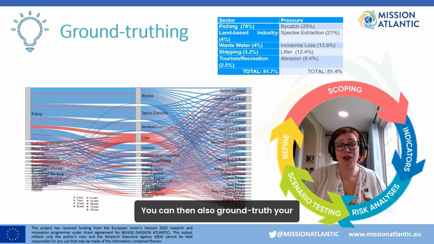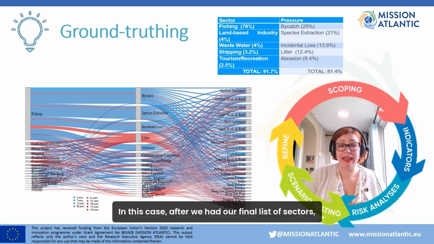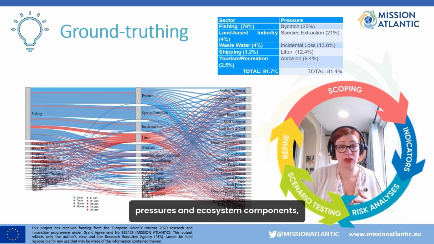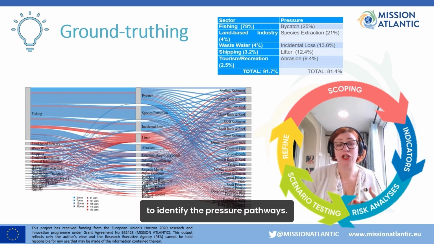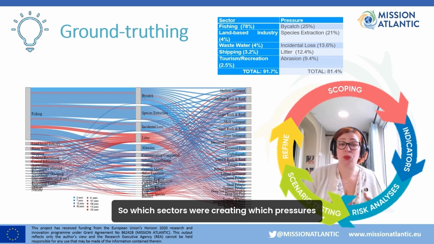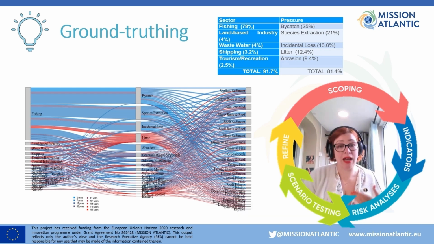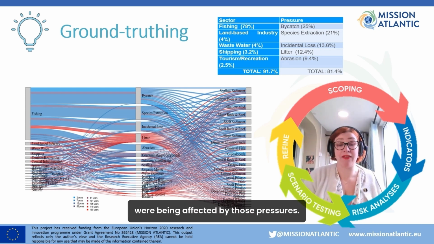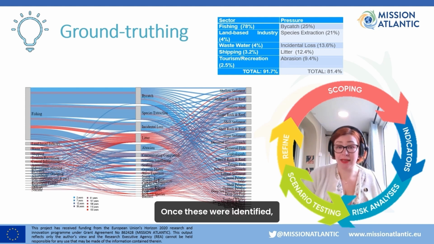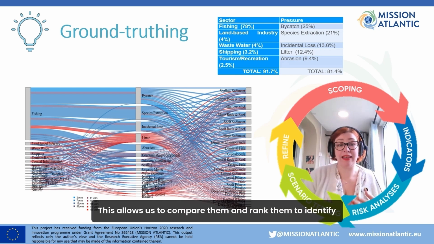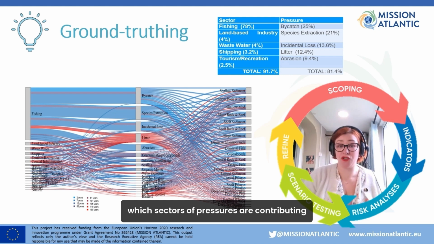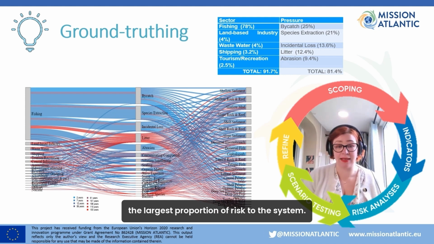You can then also ground truth your results with your stakeholders. In this case, after we had our final list of sectors, pressures and ecosystem components, we carried out a risk assessment exercise where we connected all of them together to identify the pressure pathways. So which sectors were creating which pressures and which ecosystem components were being affected by those pressures. Once these were identified, each pressure pathway was assessed and scored. This allows us to compare and rank them to identify which sectors or pressures are contributing the largest proportion of risk to the system.